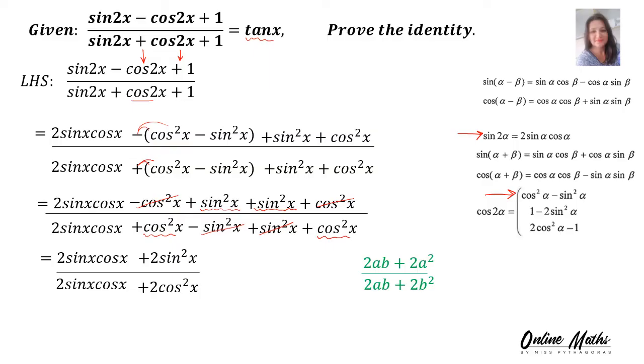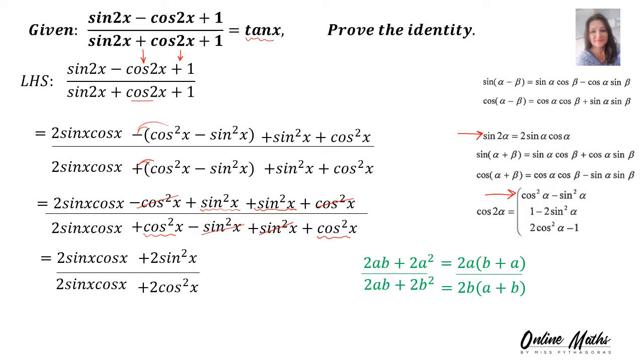We can factorize that one by taking out a common factor of 2a, and then we're left with b plus a over, and at the denominator we take out 2b as a common factor, and you're left with a plus b, and then you can cancel out. So let's go back to the left-hand side to the trigonometry.